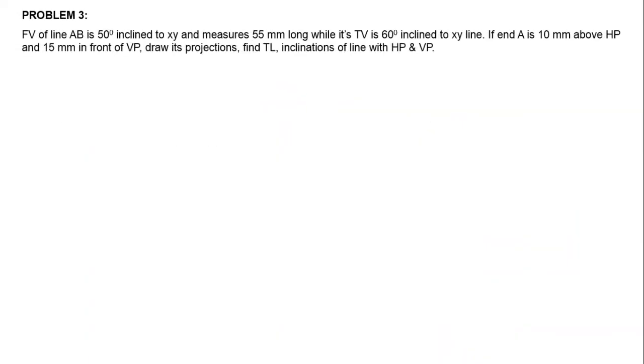Next problem. Front view of a line AB is 50 degree inclined to XY and measures 55 mm long, while its top view is 60 degree inclined to XY line. If end A is 10 mm above HP and 15 mm in front of VP, draw its projections, find true length, inclinations of the line with HP and VP.